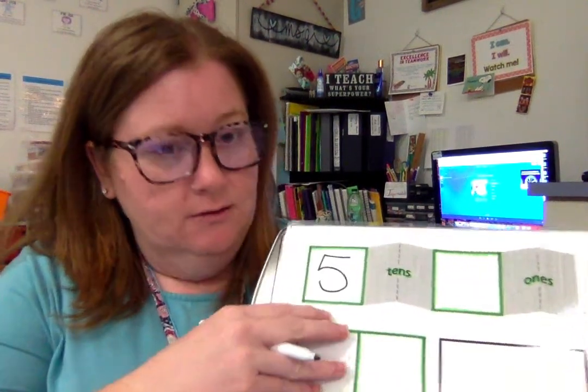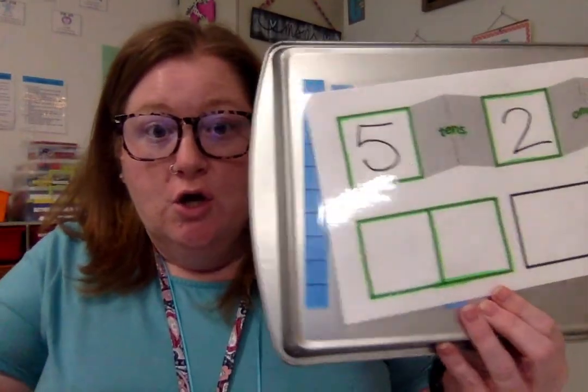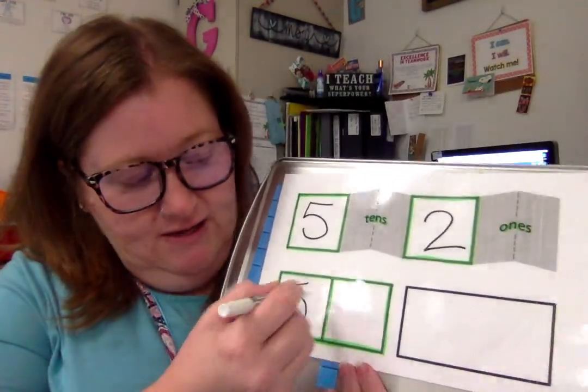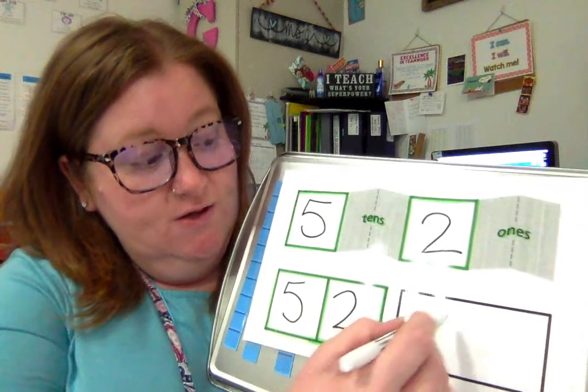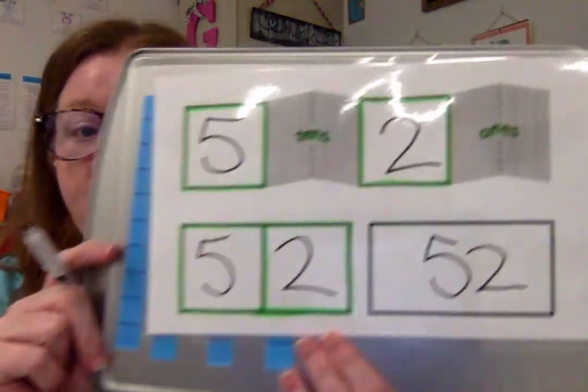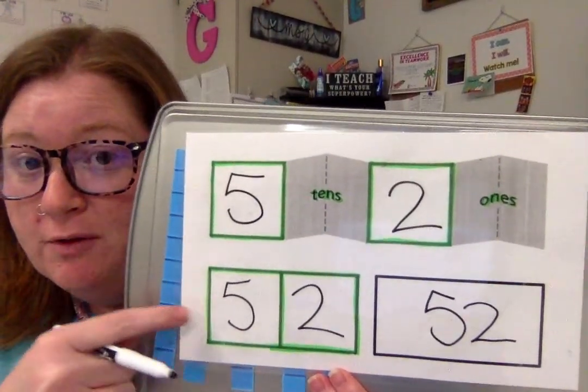And I had, how many ones? 2 ones. So if I were to close that expander up, that's still saying 5 tens, 2 ones, or just like we counted, it is the number 52. Okay, you're going to do some more problems like this.